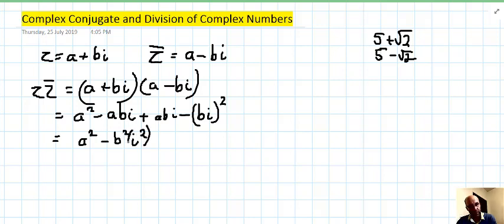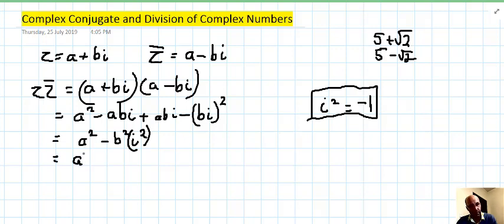We have an i squared there. I squared alert! I squared is -1. Every time that happens when dealing with complex numbers, get ready to exploit that. So we have a squared, and now that is minusing a negative, so we've really got a squared plus b squared. So that's important. Take note.